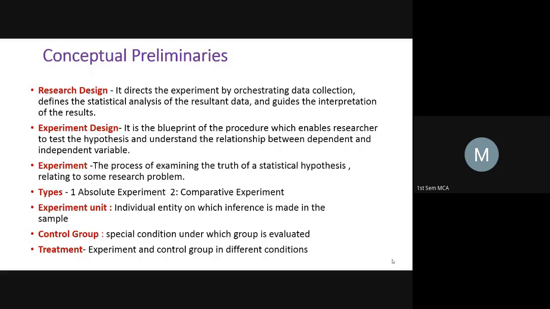Now, what is an experiment unit? It is an individual entity on which inference is made in the sample. Your sample is nothing but your population. So I will take 10 elements today and try to find the time taken. That is one unit. Second, tomorrow I will take 25 elements. That is the second experiment unit. Day after tomorrow I am going to take 100. That is another experiment unit.